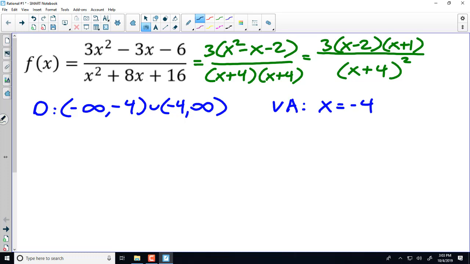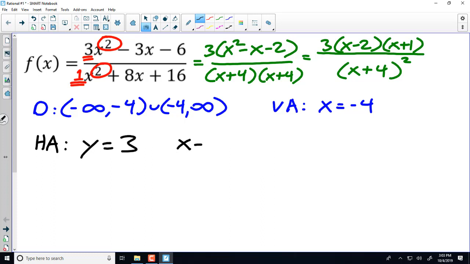Horizontal asymptote, you bet we have one of those, because if you look at the original function, it's a little easier before you factor it, you can see that we have a degree 2 and a degree 2. And if the degrees match, then you find your horizontal asymptote by dividing the leading coefficient of the top, 3, by the leading coefficient of the bottom, 1. So we divide 3 by 1, and we get 3. So our horizontal asymptote is y equals 3.